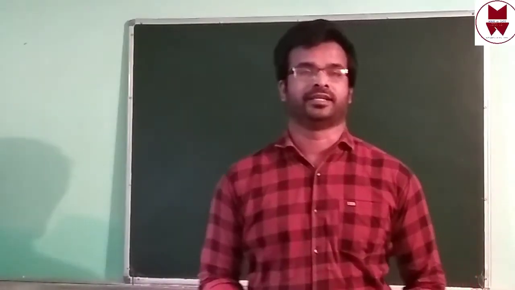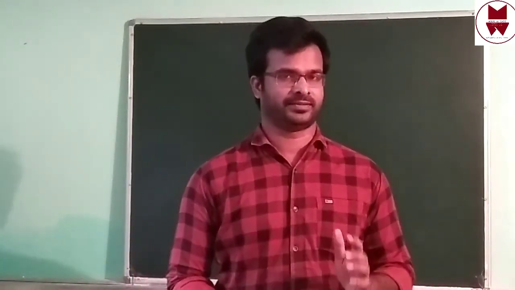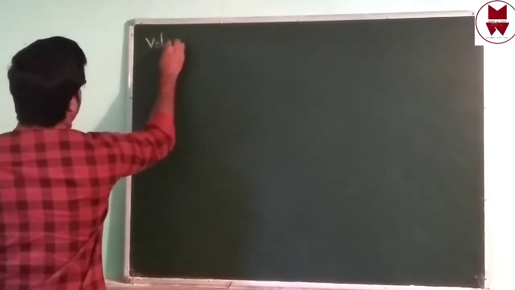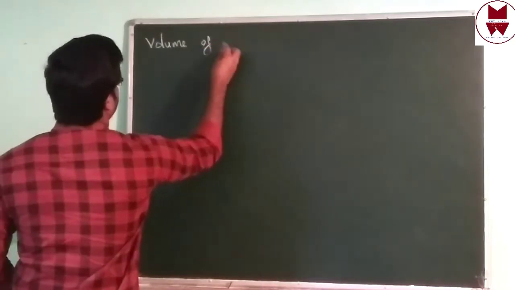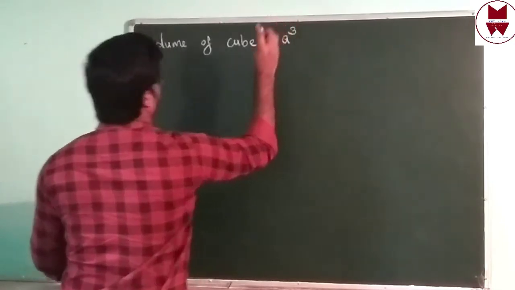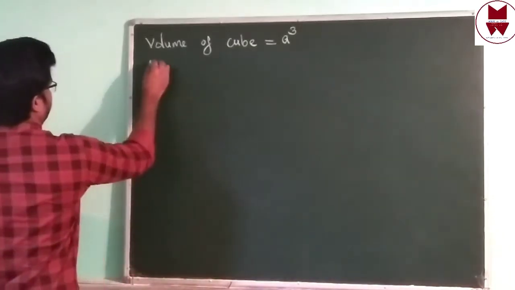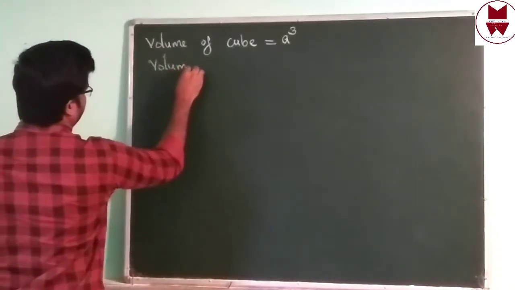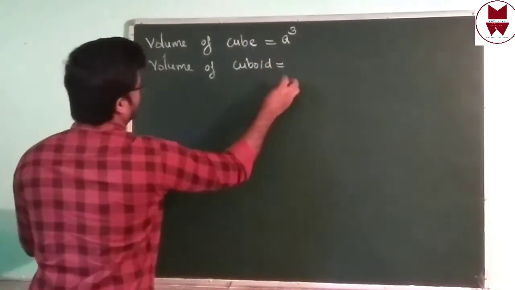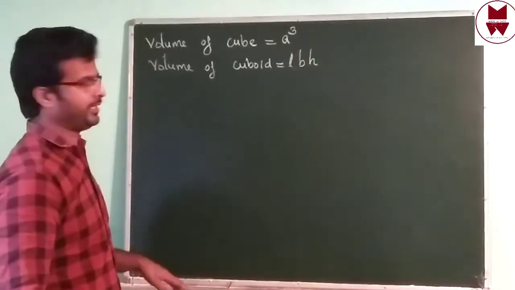Hi students, today we will study 13.2. Before studying this exercise, we can see some formulas. First, volume of cube equal to a cube. A means length of one edge. Already you have written it. Then next, volume of cuboid equal to L into B into H, length into width into height.